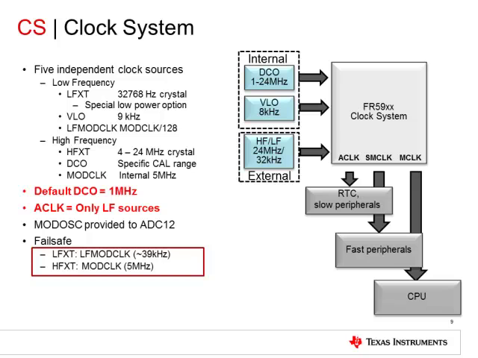These clocks can be used to source the CPU clock, also known as main clock or MCLK, the high-speed peripheral clock, also known as sub-main clock or SMCLK, and the auxiliary clock or ACLK. The default startup frequency for the system is 1 MHz sourced by the DCO.